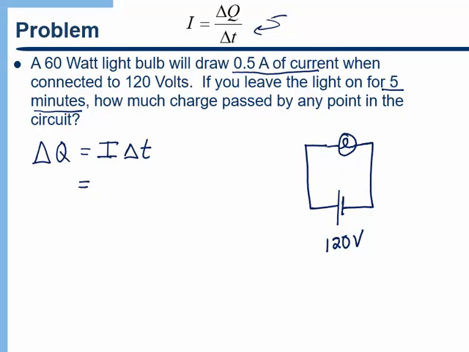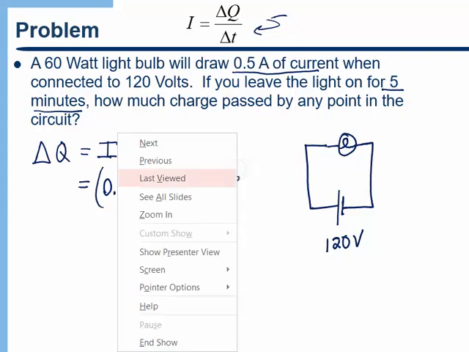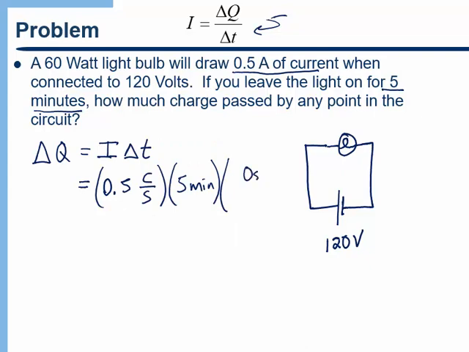So current is 0.5 amps, but we know an amp is a coulomb per second. And therefore, we've got to make sure that we take that 5 minutes and first convert it to seconds. So we know that there are 60 seconds per minute. And therefore, we can get the answer, which is 150 coulombs.